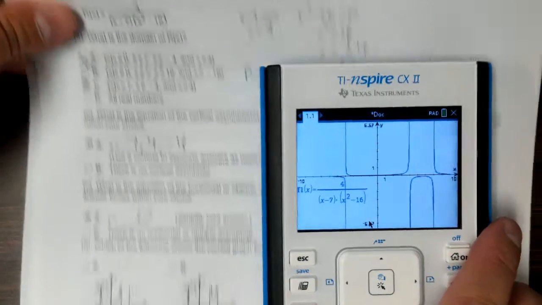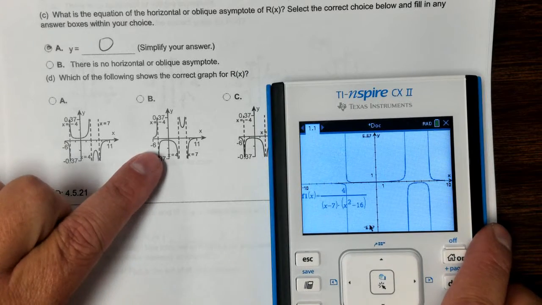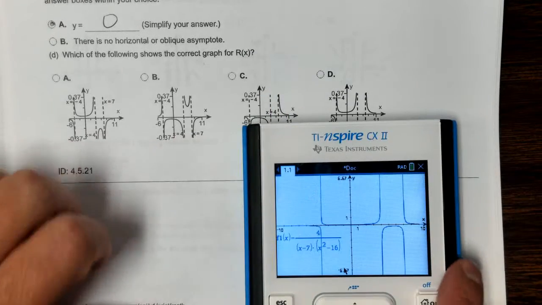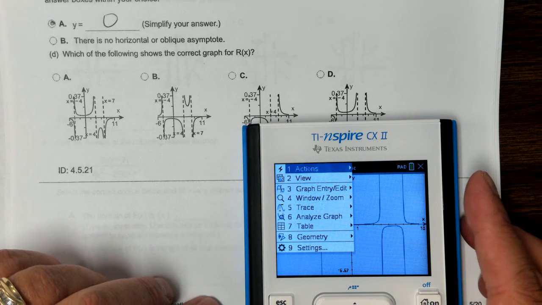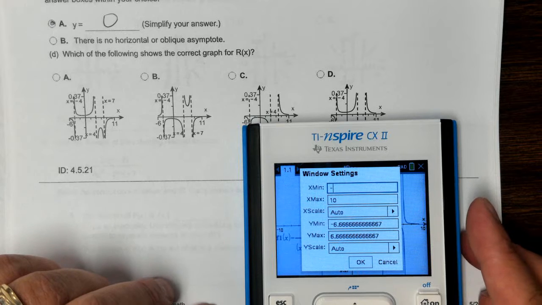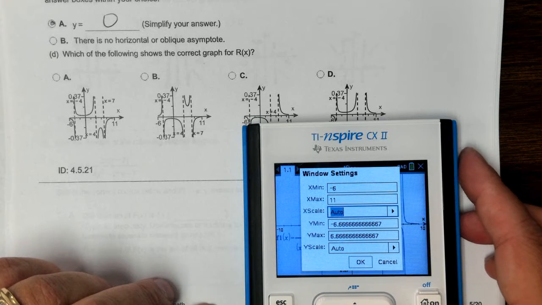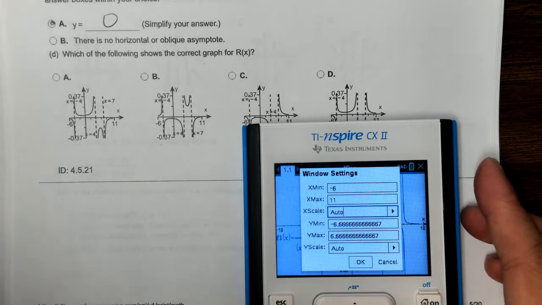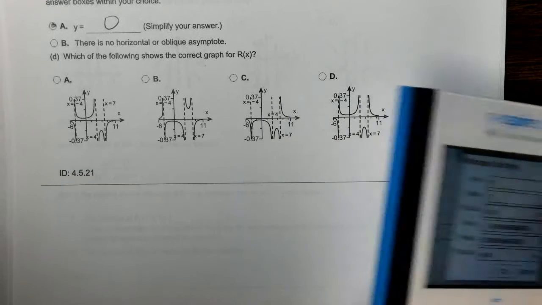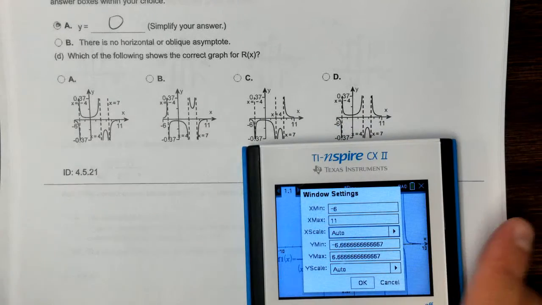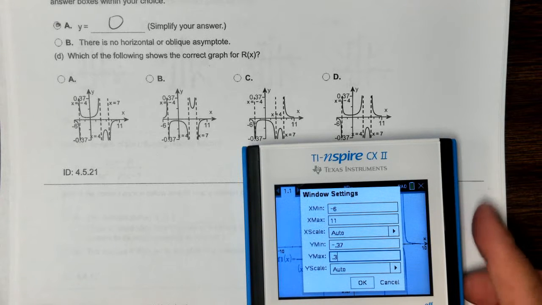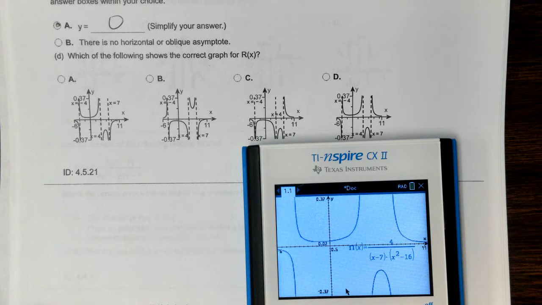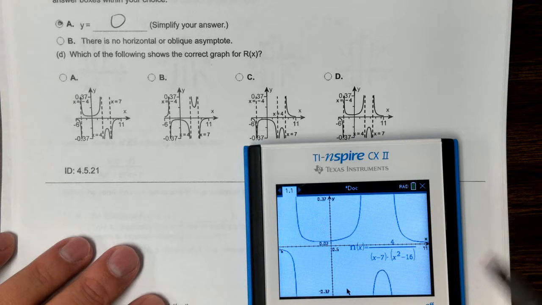And then based on the window settings, it should be from negative 6 to 11 on all of them. Let's just go to the window settings. Negative 6 to 11. And then this looks like negative 0.37 to positive 0.37.